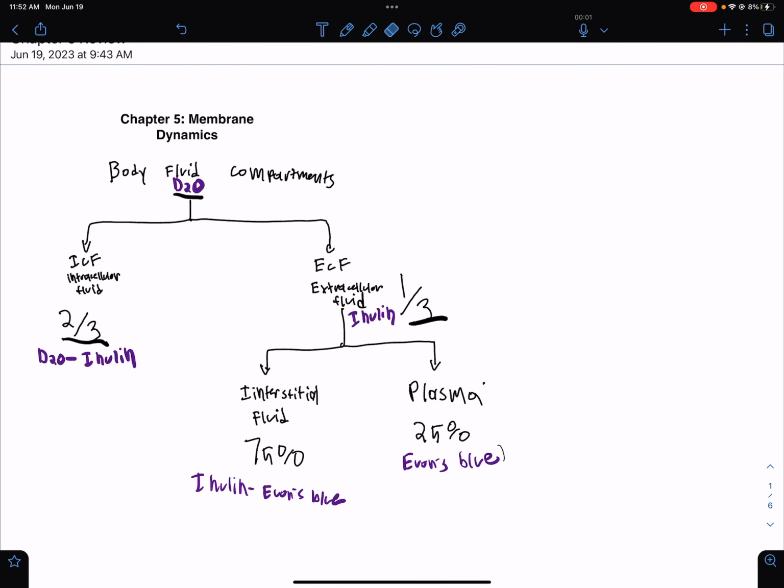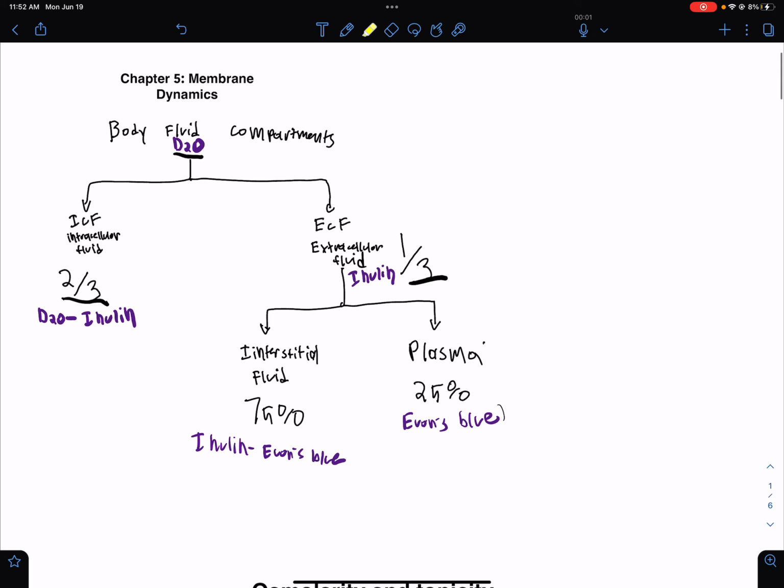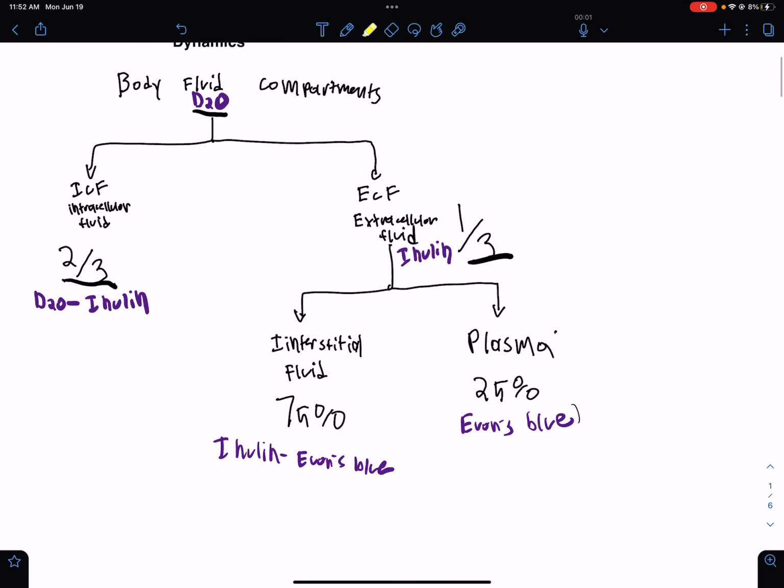Hey everyone, today I'm just talking about membrane dynamics. Right here I have this simple chart just listing the different fluid compartments of the body and then what fluid can permeate into what. So we know D2O permeates into the entire body.